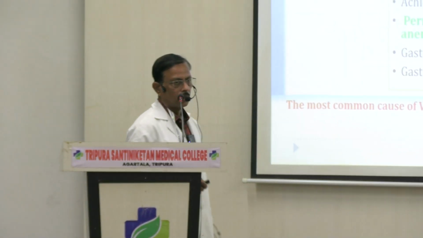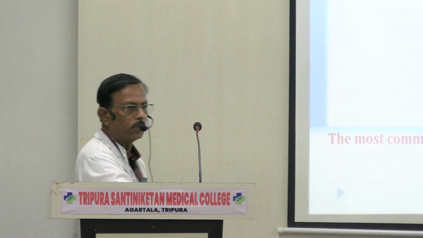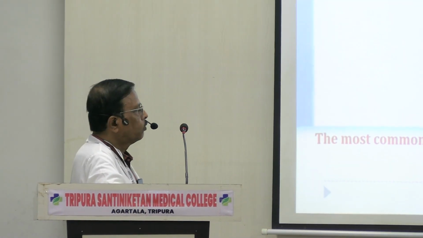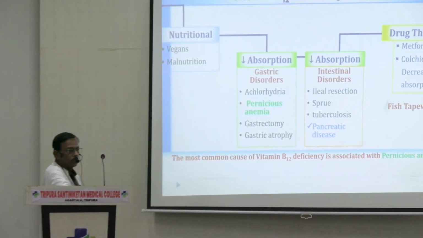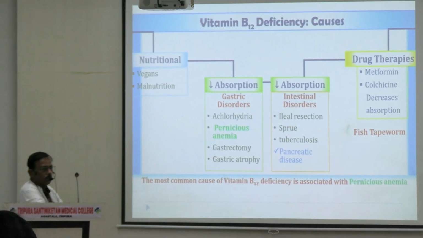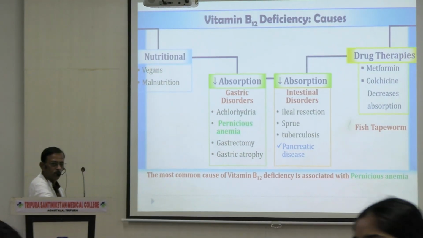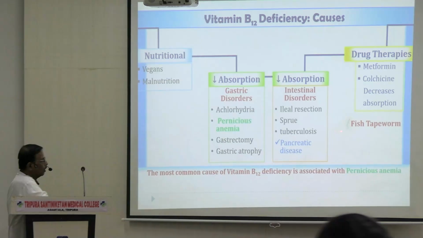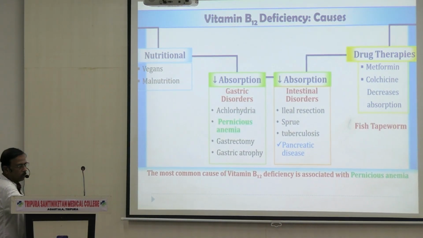Fish tapeworm is one of the important causes of vitamin B12 deficiency. When fish tapeworm infests a human being, it consumes vitamin B12. That causes deficiency even though the person is taking vitamin B12, due to the utilization of vitamin B12 by the fish tapeworm.